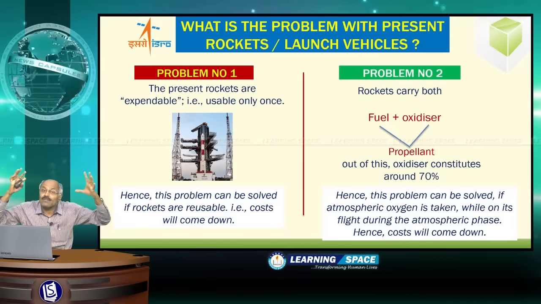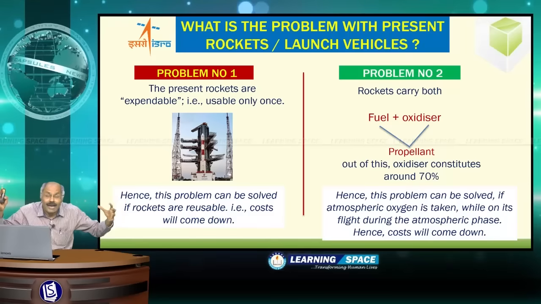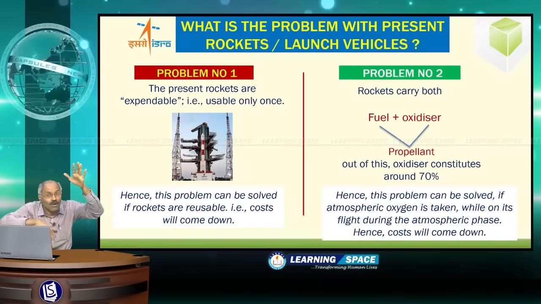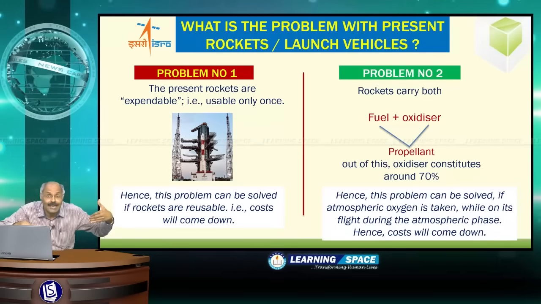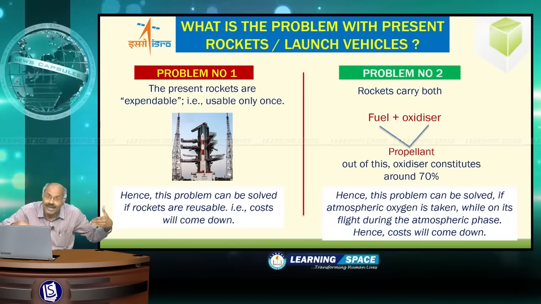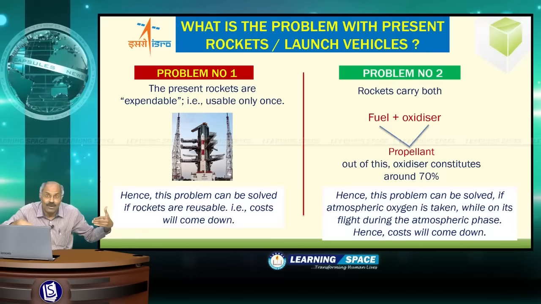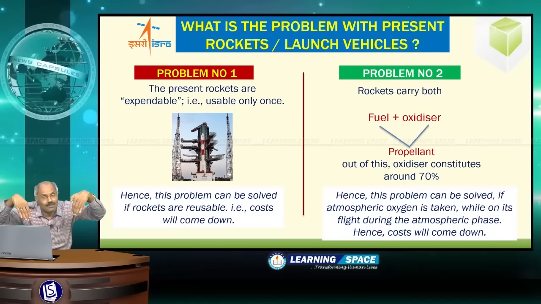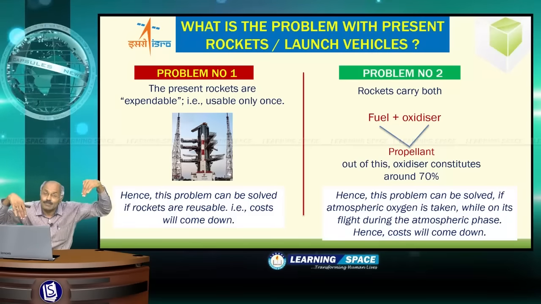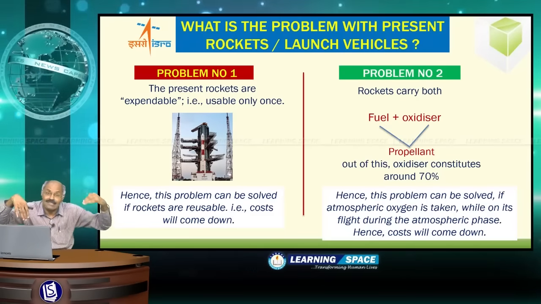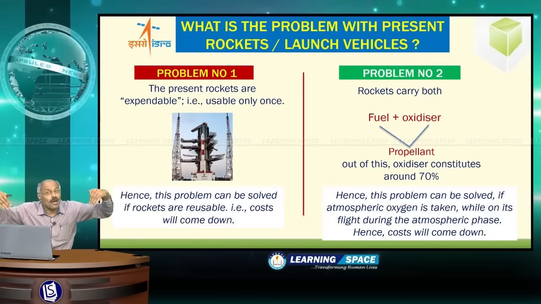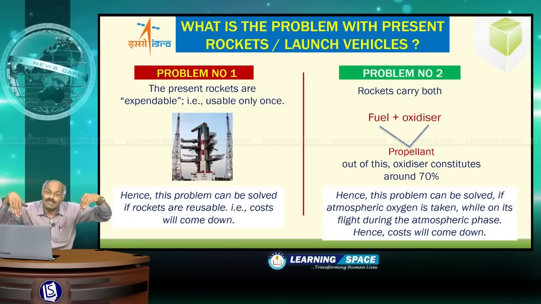So, the efficiency of rockets can be increased if atmospheric oxygen is taken while the rocket is moving. Instead of carrying oxidizer, if atmospheric oxygen can be taken when the rocket is moving, that will increase the efficiency of the rocket, and that will reduce the cost of launching satellites. So, these two are the problems. And so as to solve these two problems, the first experiment to solve problem number 1, that is RLV TD, was tested some time back, and now to solve problem number 2, SCRAMJET was tested.